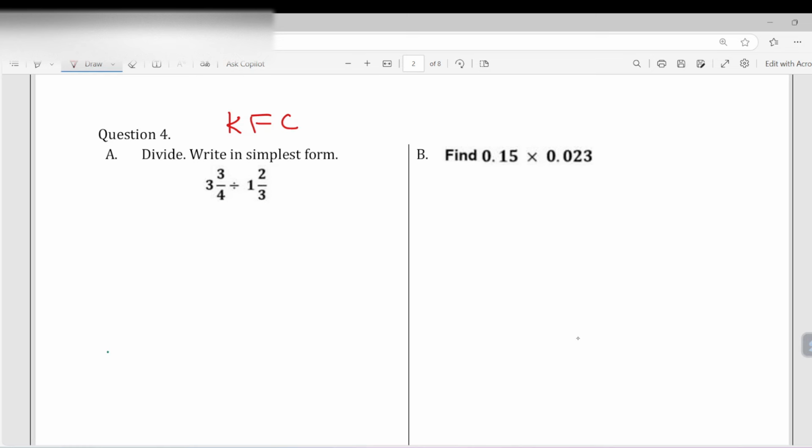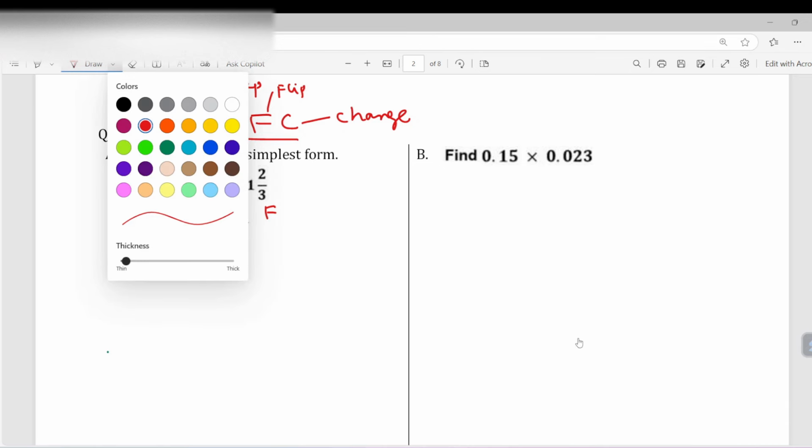Now here we are applying the KFC rule. Kentucky Fried Chicken? No, no, no. Here K means keep as it is, F means flip, C means change. How? First keep as it is, this is keep as it is. This is flip, and this is change. This is KCF basically, but we are saying it that way. So, okay.